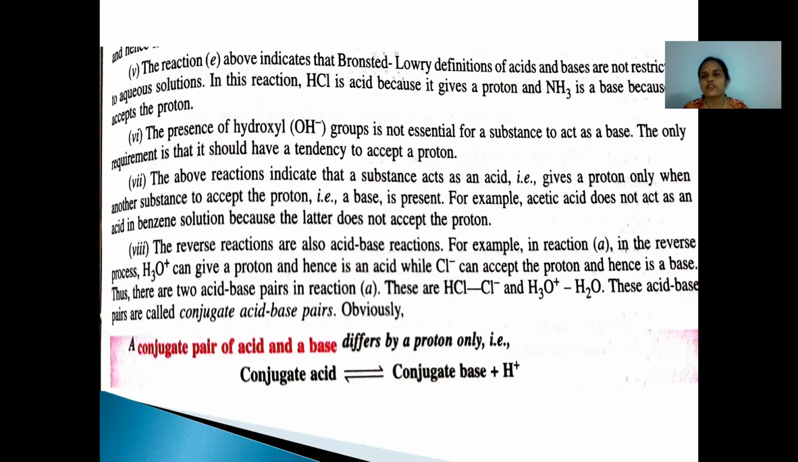For example, in reaction A, in the reverse process, H3O+ can give a proton and hence is an acid, while Cl− can accept the proton and hence is a base. Thus, there are two acid-base pairs in reaction A. These are HCl, Cl− and H3O+, H2O. And these acid-base pairs are called conjugate acid-base pairs. A conjugate pair of an acid and a base differs by a proton only. That is, conjugate acid gives conjugate base plus H+. So it differs only by a proton.